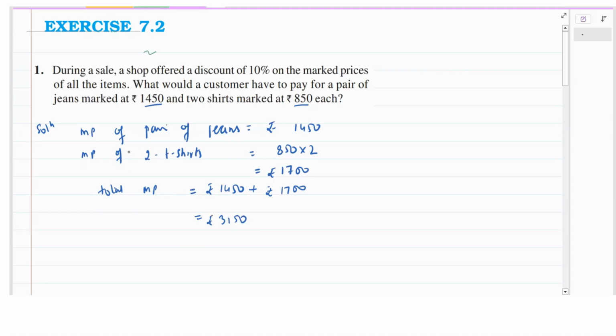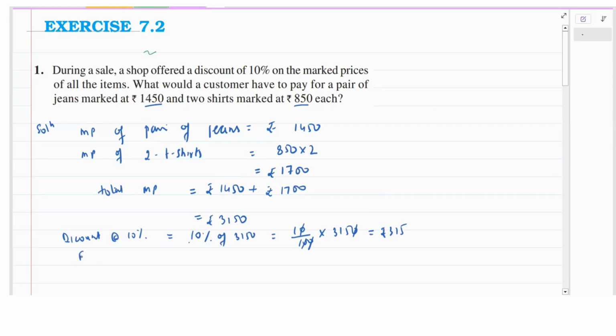Now they are asking, there is a 10% discount. So discount at the rate of 10%. So how much is the discount? 10% of mark price means 10 upon 100 into 3150. And this is giving me, 10 cancel, and rupees 315 is the discount.